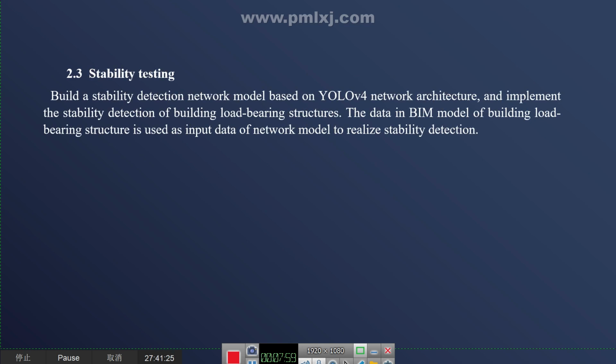2.3. Stability testing. Building a stability testing network model based on YOLOv4 network architecture and implement the stability detection of building load-bearing structures. The data of beam model of building load-bearing structure is used as input data of network model to realize stability detection.